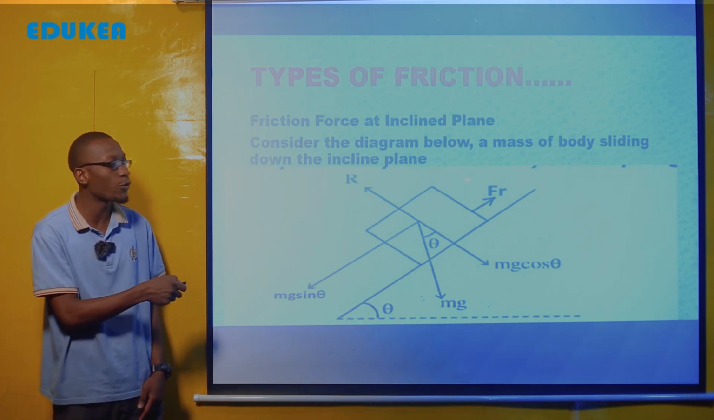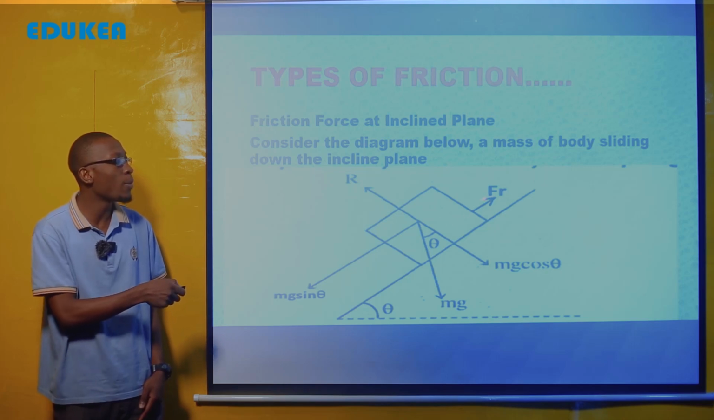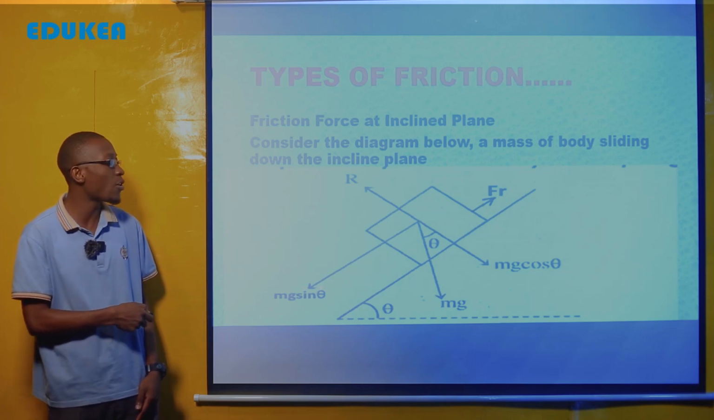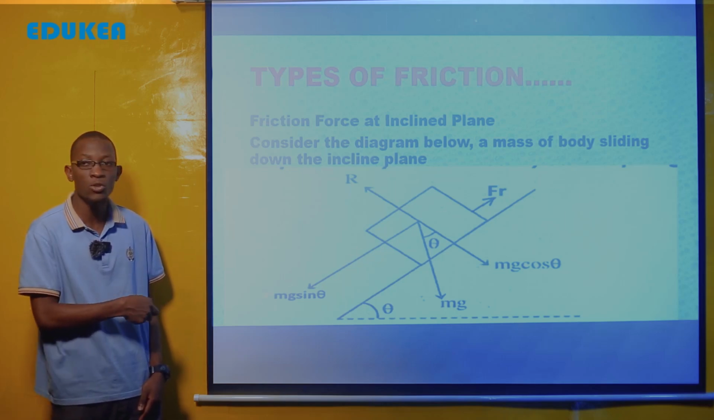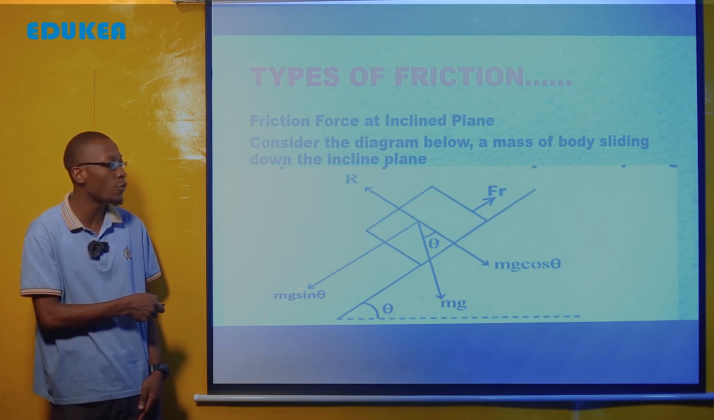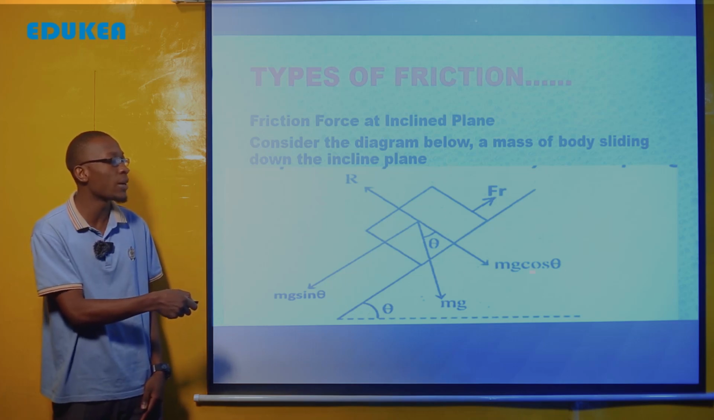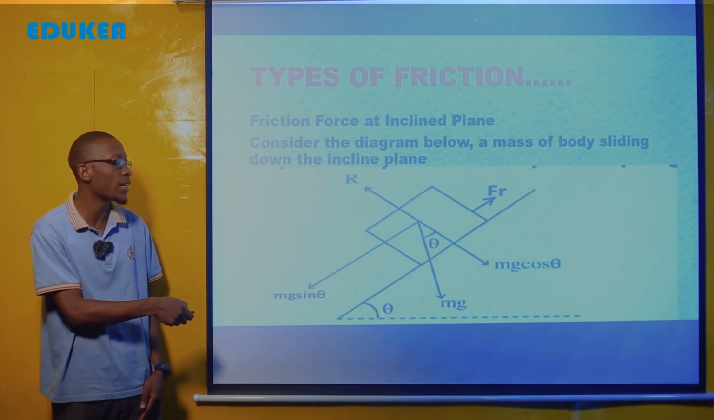Lakini pia wakati tunazungumzia kuhusiana na frictional force, ikiwa inaenda huku, maana yake frictional force ina balance na force ambayo ni mg sin theta. Why? This happens due to the concept that every action has an equal and opposite reaction. This is Newton's third law of motion. So this body is moving, it undergoes Newton's third law of motion, whereby the normal reaction is equal to the opposite reaction, which is mg cos theta, and this frictional force is equal to the opposite reaction, which is mg sin theta. This angle is obtained due to the angle of the inclined plane.